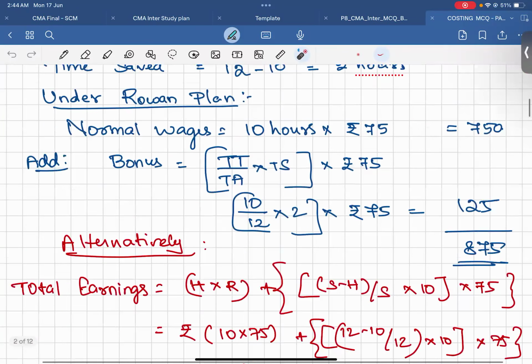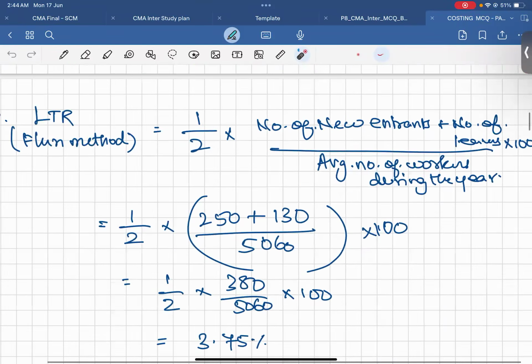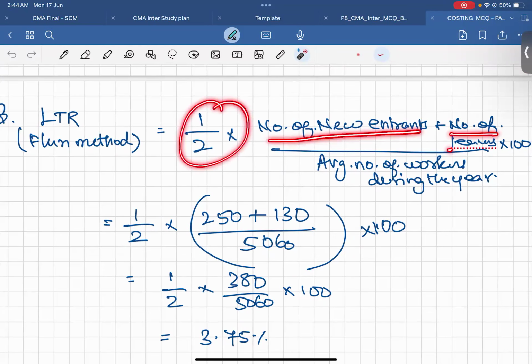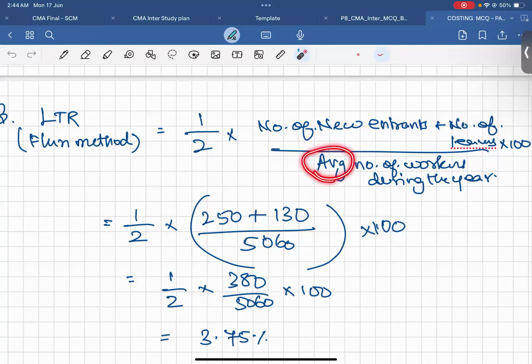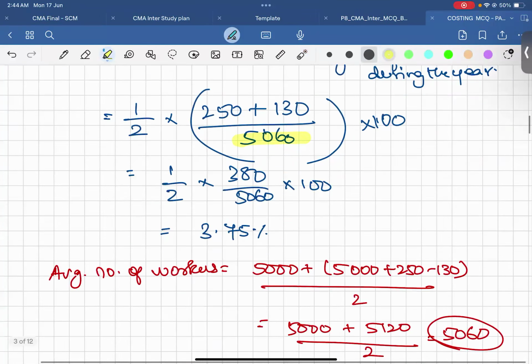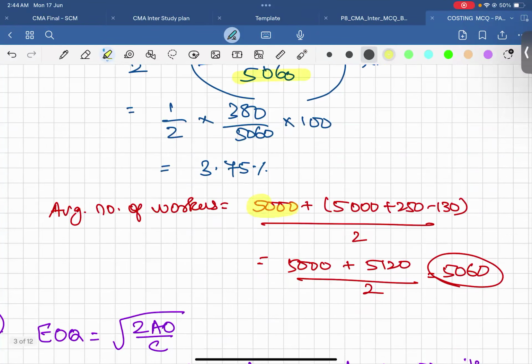Flux method is equal to half of the number of new entrants plus number of leavers, that is the number of accessions and separations, divided by the average number of workers during the year. So it is 1 by 2, 250 plus 130 divided by, here the important point is this 5060. How is this 5060 average found? This was my opening. Average is nothing but opening plus closing divided by 2.